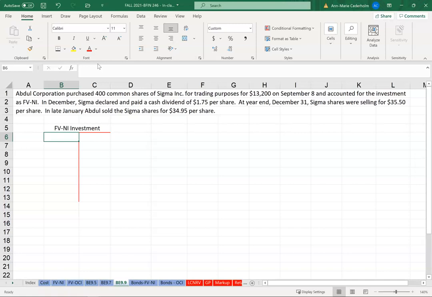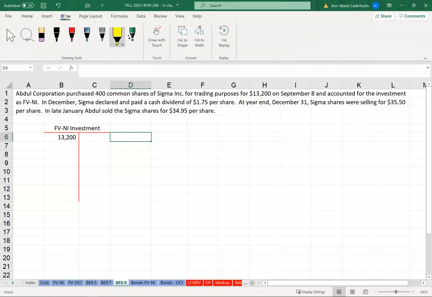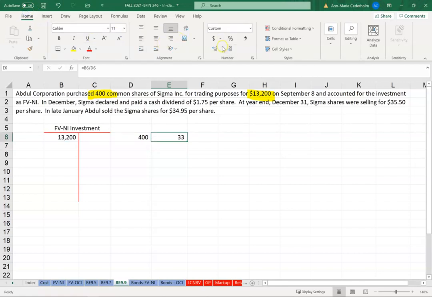So there's quite a few journal entries that we'll have to do through this life cycle of us buying the shares and then selling them. The first would be to put the shares on our books. It says that the shares were $13,200, and I'll just highlight that right there. But it was 400 shares that I bought. So right beside here, I like to see how many shares I own and then the price per share. The price is $33 per share is what I purchased them at.